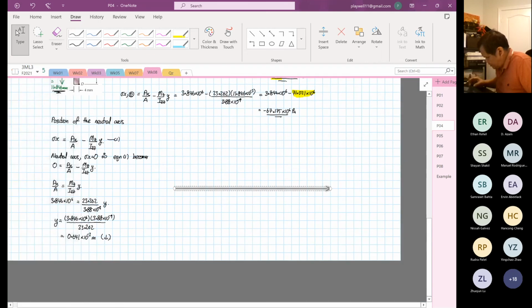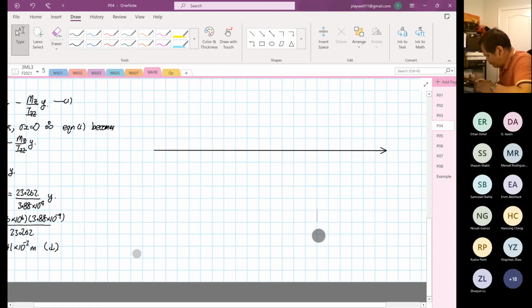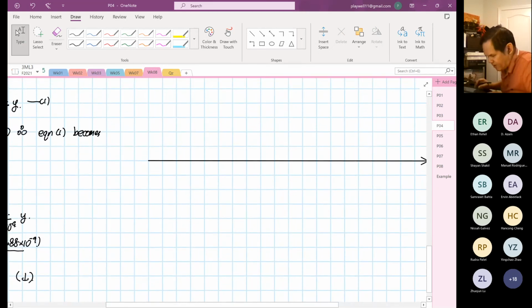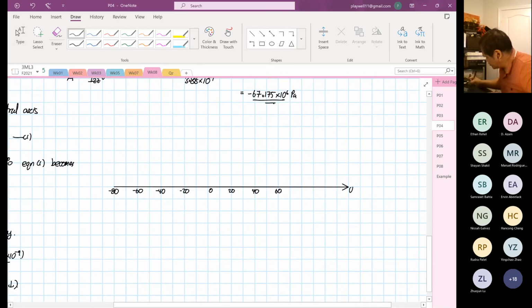I want to see if I have enough position. This is just a sketch. Two, four, six, eight, ten. I think I have enough. So we sketch: minus 80, minus 60, minus 40, minus 20, 0, 20, 40, 60. This is our normal stress in x.